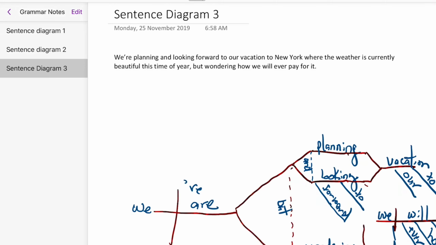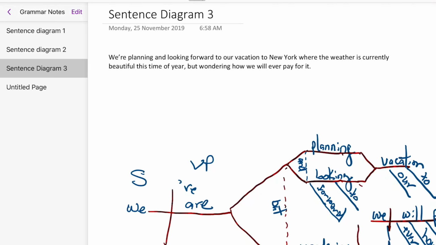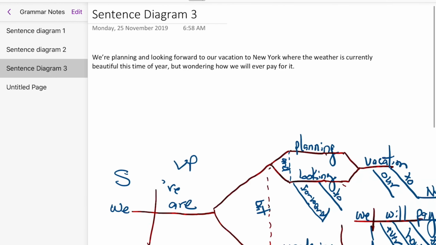Now, you'll notice here this is how we're going to look at our verb. So we have essentially 3 different lexical verbs that are going to be part of our compound verb, looking at the present continuous verb tense. So we're going to have we are planning, we are looking forward to vacation, and then we are wondering. So all of these 3 different verbs are going to be part of our verb phrase that's going to come after the auxiliary verb are.